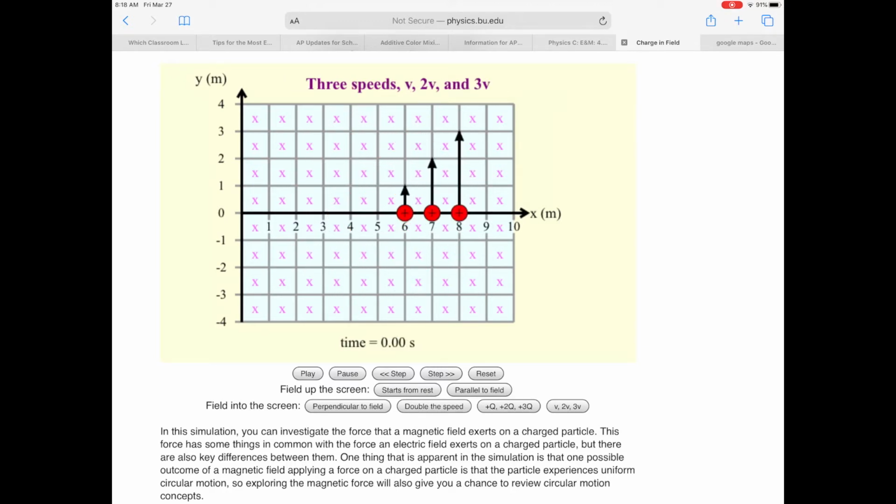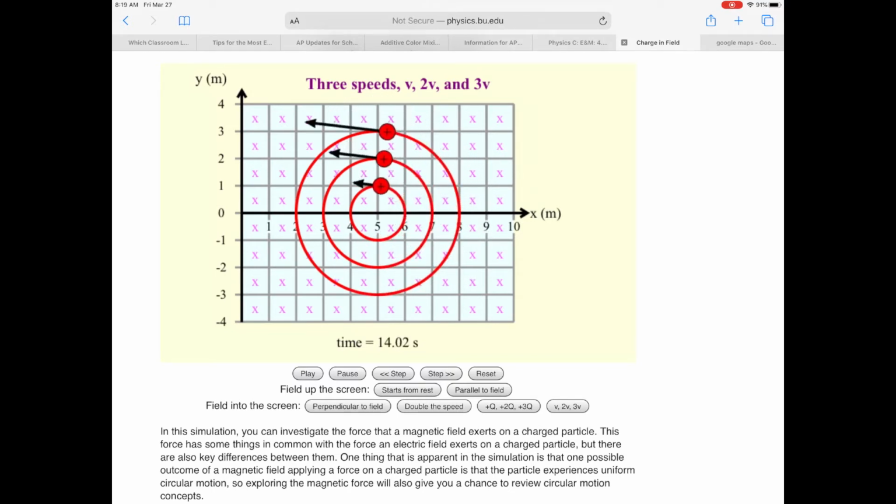And we go to velocities, V, 2V, and 3V. Now these move in sync with each other, but they are experiencing different forces, causing them to go in different radii, circular paths. So then the magnetic force also depends on the velocity.